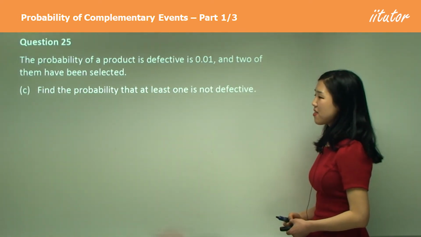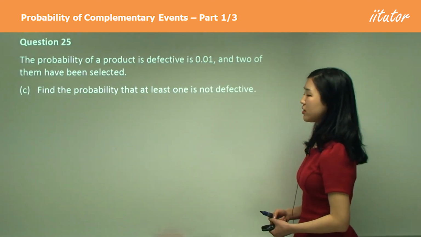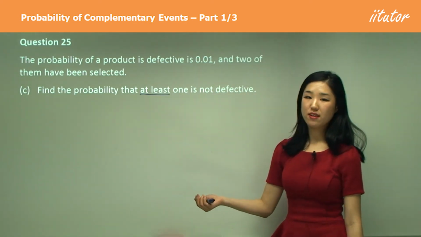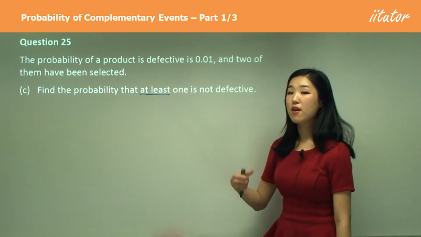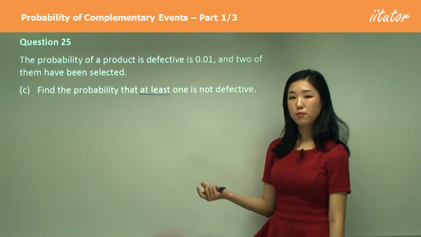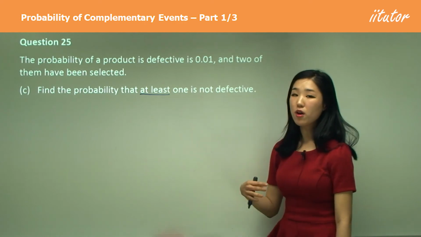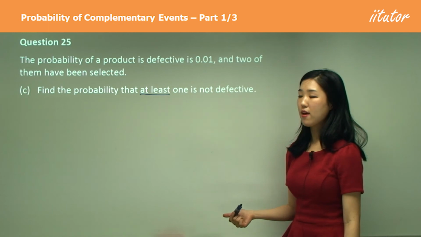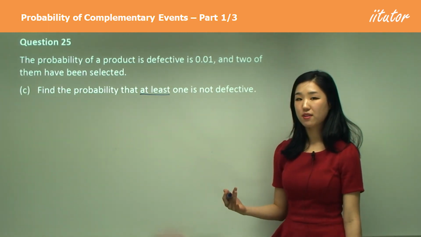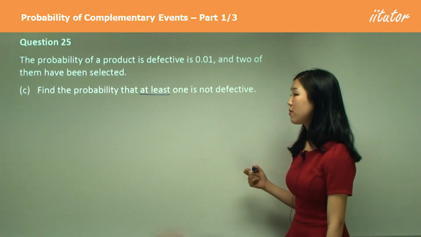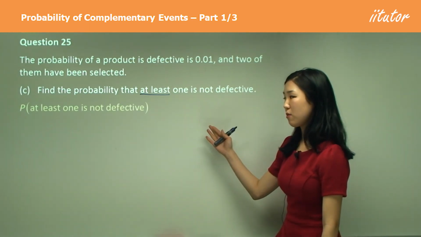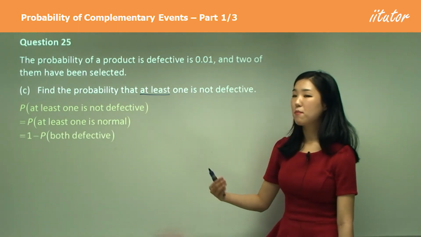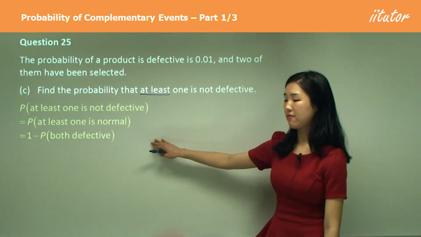Now C, find the probability that at least 1 is not defective. Again, we've got at least 1 is not defective. So one of them could be not defective, or both of them could be not defective, but I don't want both to be defective. I don't want both to be defective. And I found the probability of both being defective in part A, haven't we? So we simply need, well, that's what we want, which is at least one of them is normal, which is 1 minus both defective. That's what I said, isn't it?